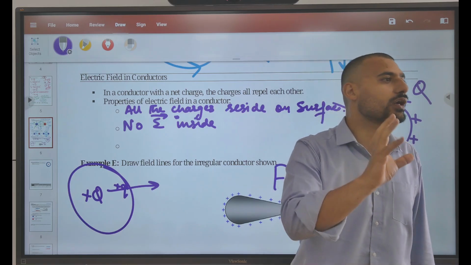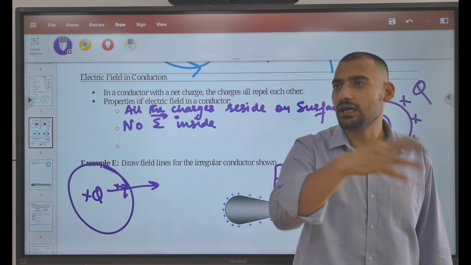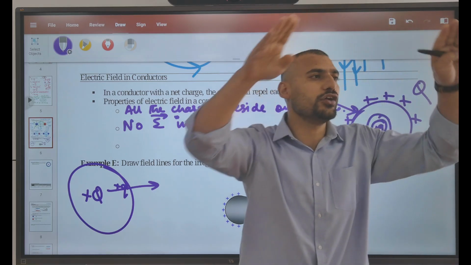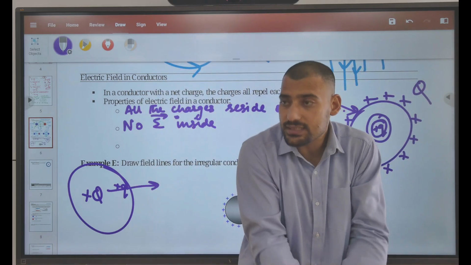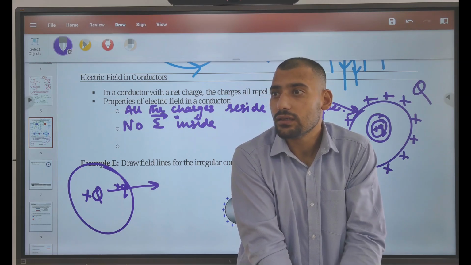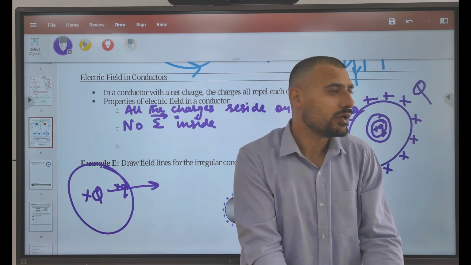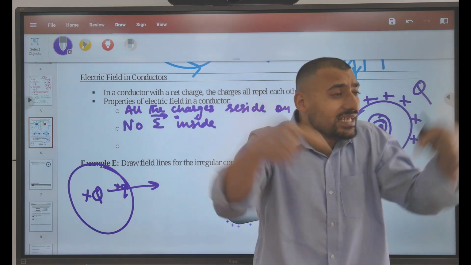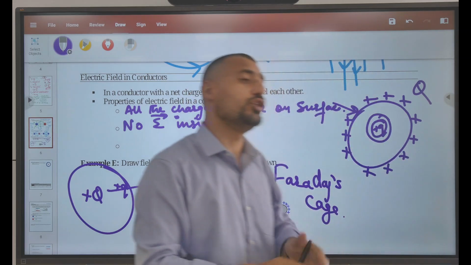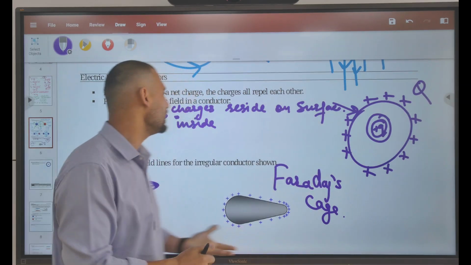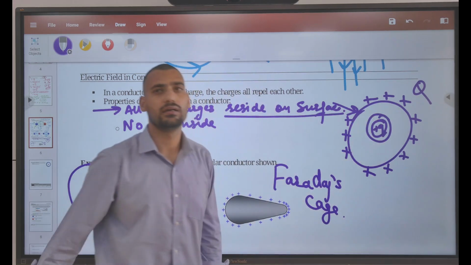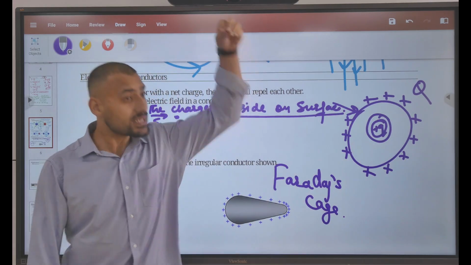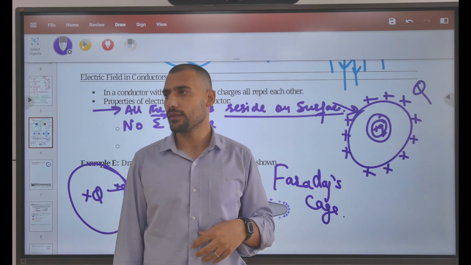But when you talk about a car, when you are inside, the body of the car is a metal, isn't it? Metallic. And outside it is connected with the ground. So charge cannot enter inside because, as I told you, conductors have this property that all the charge resides on the surface. The charge cannot go inside.